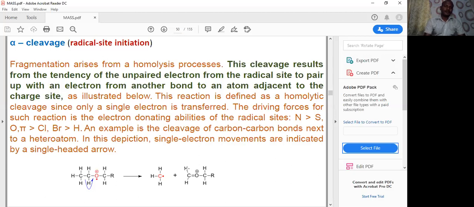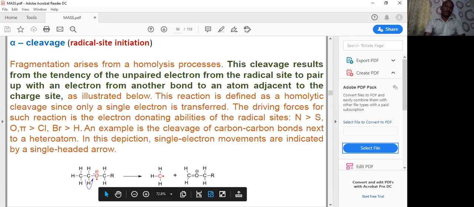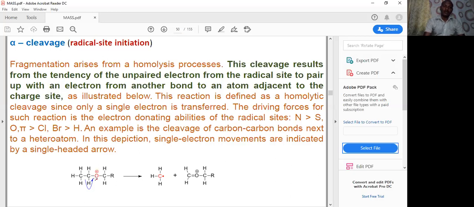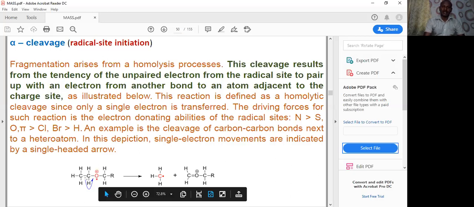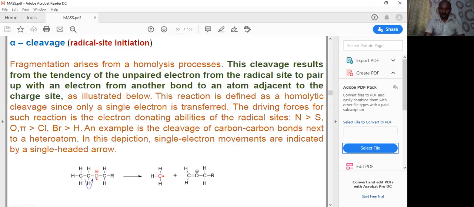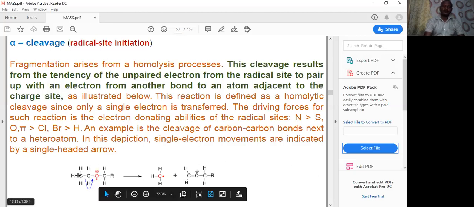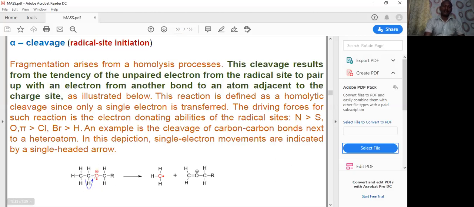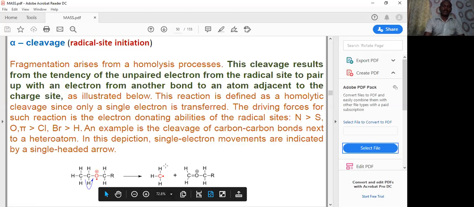In this case, the oxygen has a lone pair, that is an unpaired electron, and it tries to draw the electrons. While drawing, one of the electrons will move from here to here, and the remaining electron will be with the carbon itself. So there is redistribution and equal distribution of electrons, and you have the formation of a radical and a fragment ion.